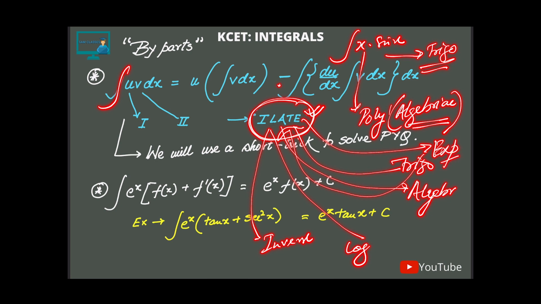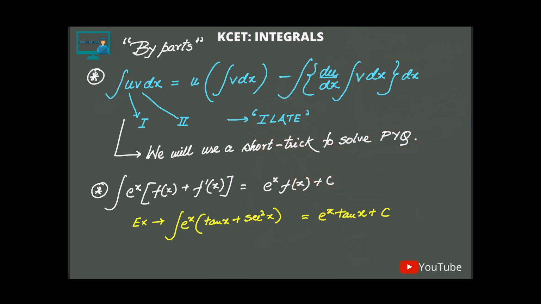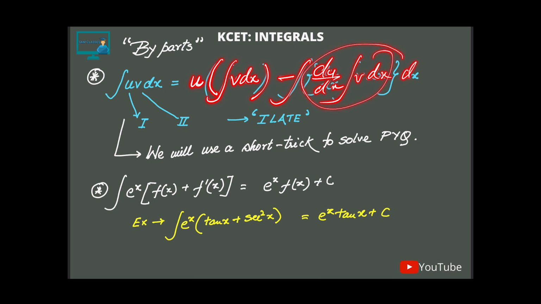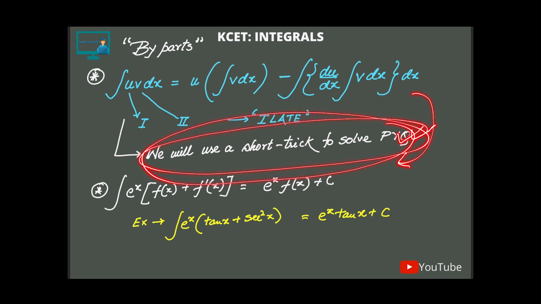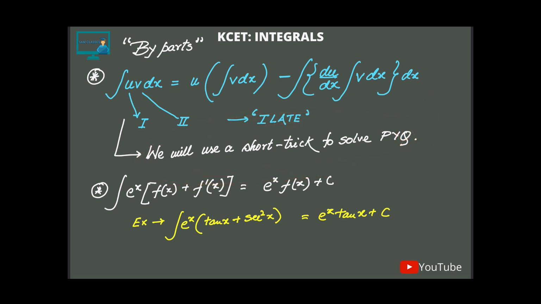You can use this to select whichever function, and then the integration formula is: first function whichever you have taken, times integration of the second function, minus the integral of derivative of the first function times integration of the second function, dx. Clear? How to solve this in a much smaller and better way, we'll show in the PYQ section. Don't worry about that, we'll show you everything there.